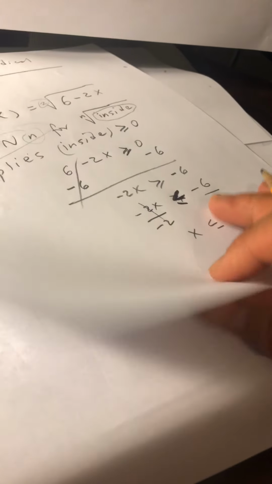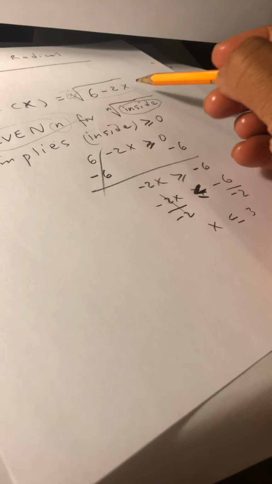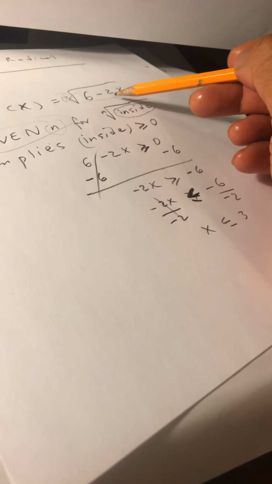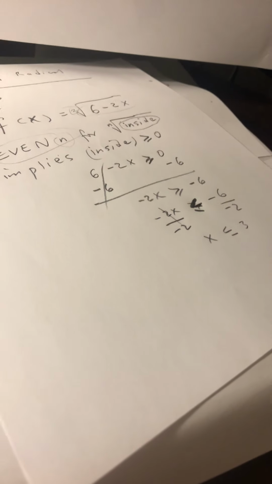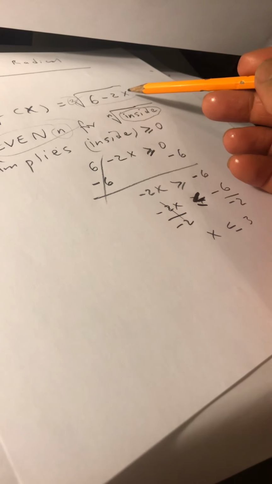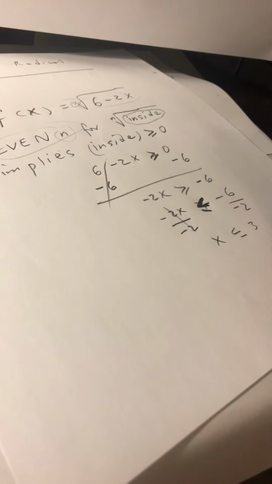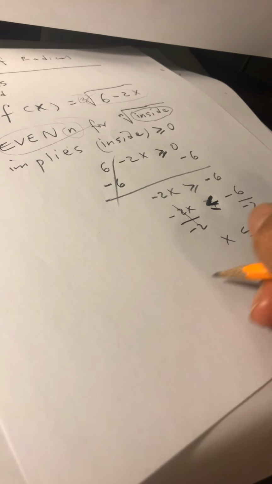And you can see here, that's what you want. You want x to be less than or equal to 3 because you don't want to have a negative here. For instance, if x is 4, you would have 6 minus 2 times 4, which is going to be 6 minus 8. And so that's going to give you a negative, which we don't want.